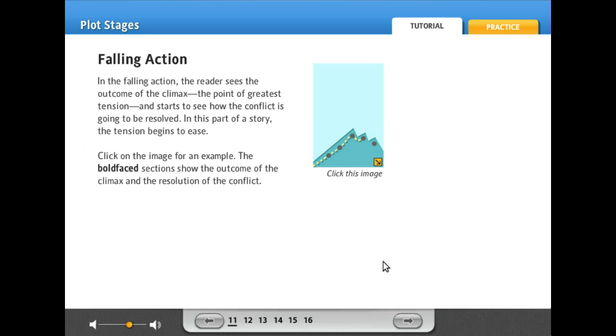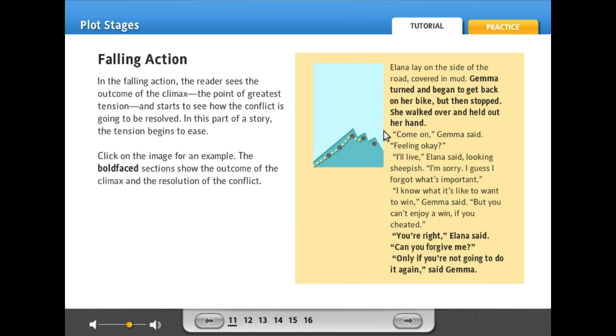In the falling action, the reader sees the outcome of the climax, the point of greatest tension, and starts to see how the conflict is going to be resolved. In this part of a story, the tension begins to ease. Click on the image for an example.